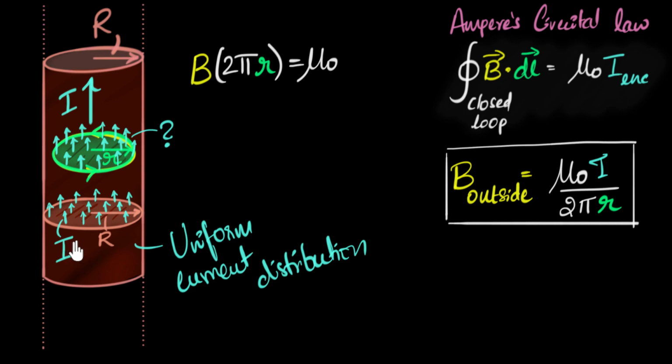So given that we're dealing with uniform distribution, given you know that in this area the current is I, can you pause the video and think about how much will be the current through this much area? Can you pause and try?